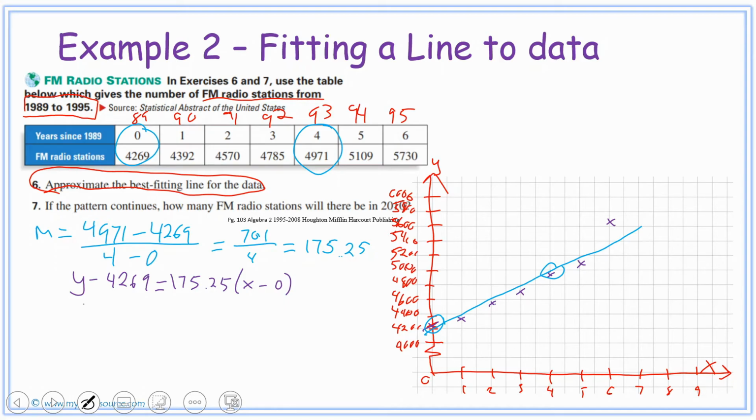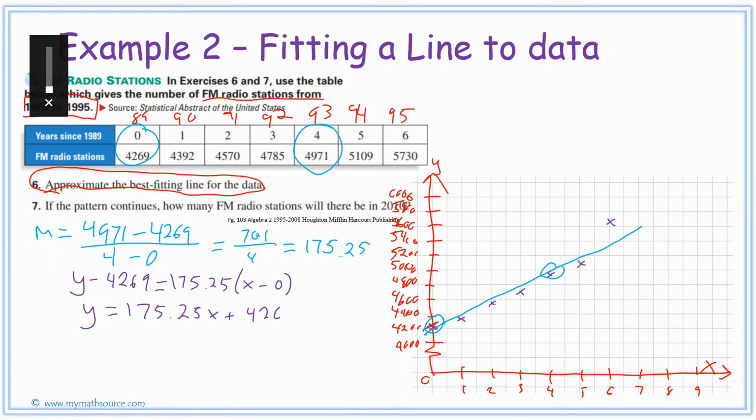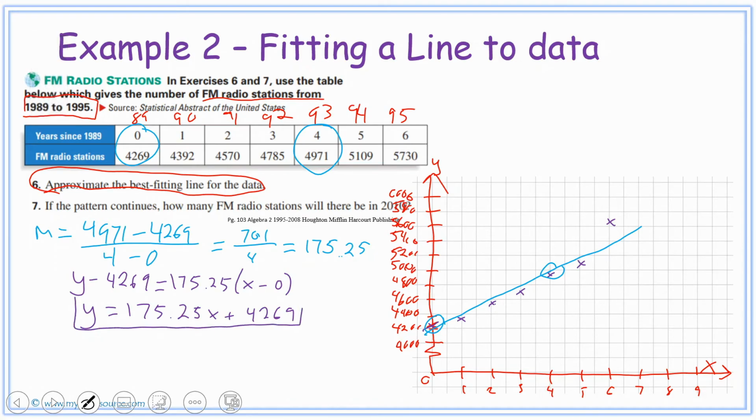So we can simplify this. You can either bring it over right away or simplify. I like to do them all in one step. So I'm going to bring over, and x minus 0 is just x. When we bring over the negative 4,269, it becomes a positive. And so it becomes plus 4,269. And so you have your y equals mx plus b, and it's much faster than doing it with the other point.